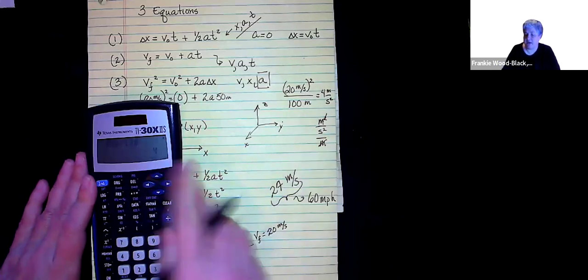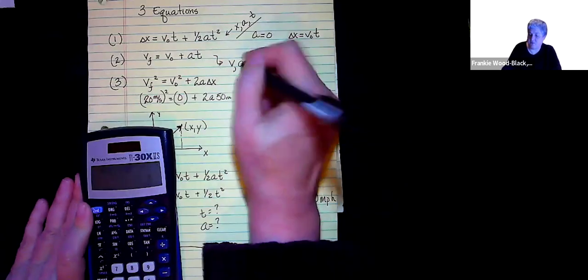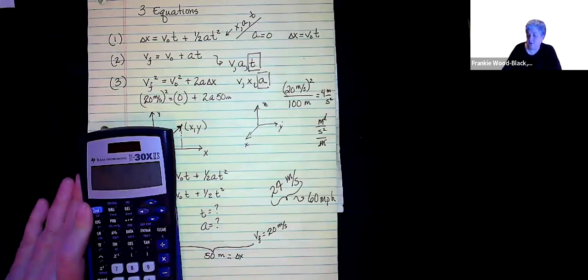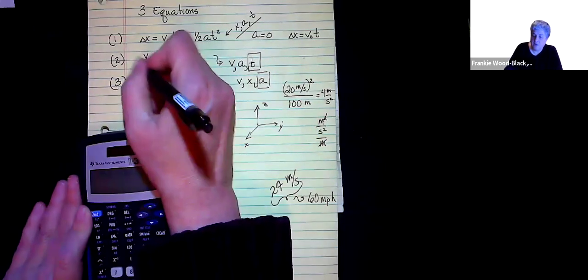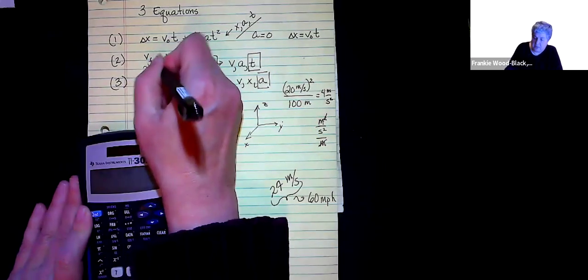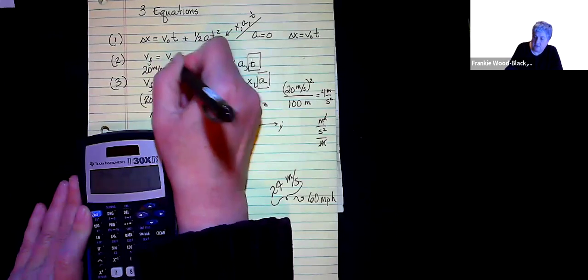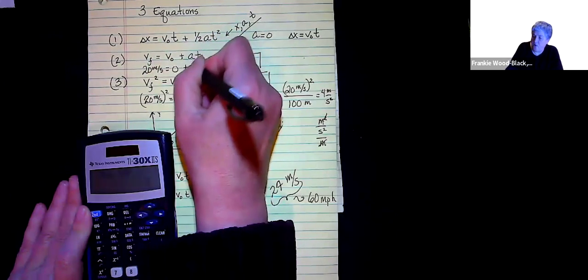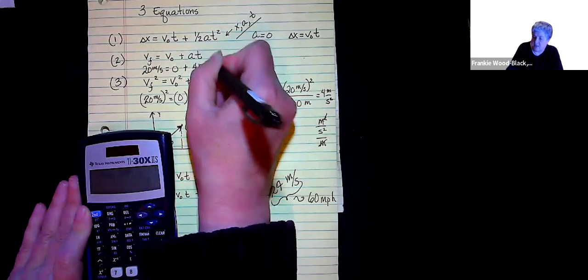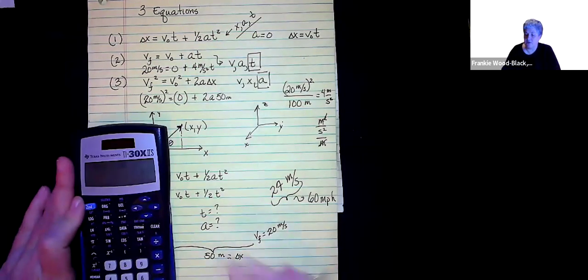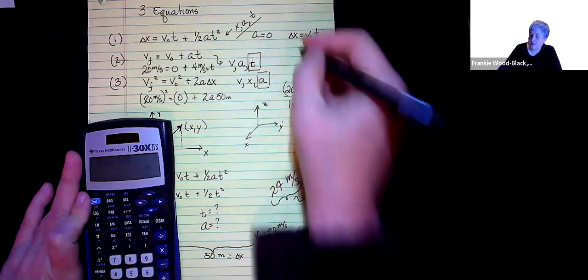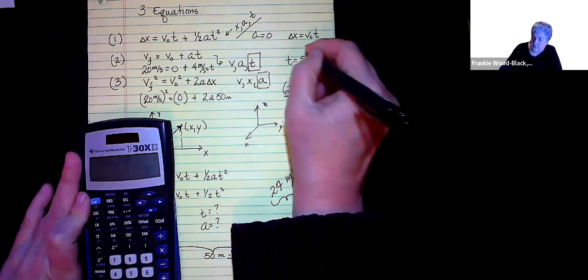Well, now I know acceleration, so I can do this. So this is the other variable I'm trying to solve for. So I solved for acceleration. Now I can solve for time. We know that's 20 meters per second. It's equal to 0 plus 4 meters per second squared times time. So I'm going to do my 20 meters per second divided by 4. Time is going to end up being 5 seconds.